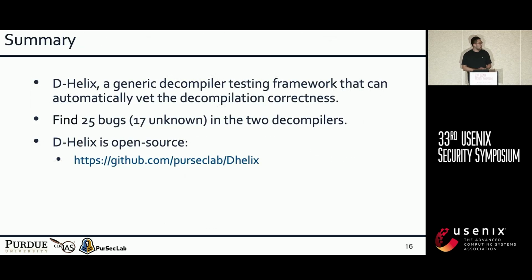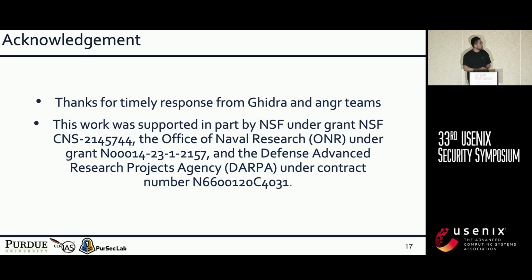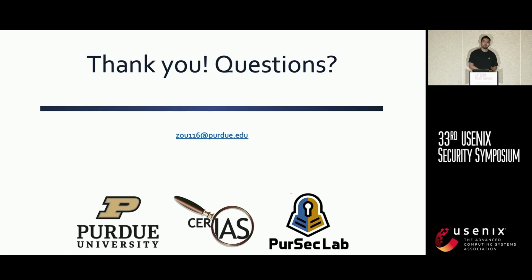So in summary, we propose D-Helix, a generic decompiler testing framework that can automatically vet decompilation correctness. We find 25 bugs, and D-Helix is now open source. We want to thank the timely response from the Ghidra and angr teams. We also want to thank our sponsors, NSF, ONR, and DARPA. OK, that's it. Any questions?